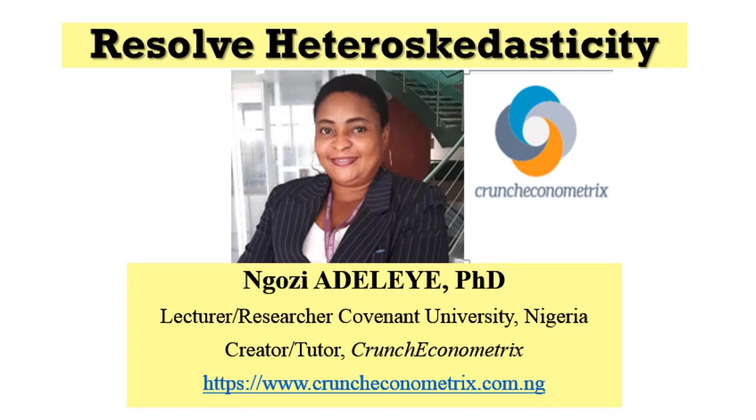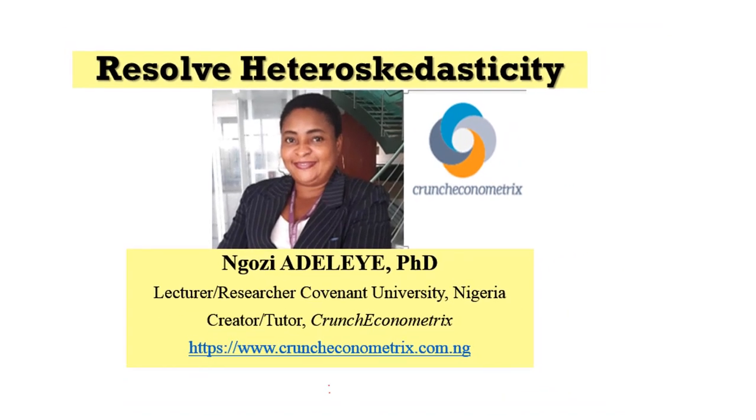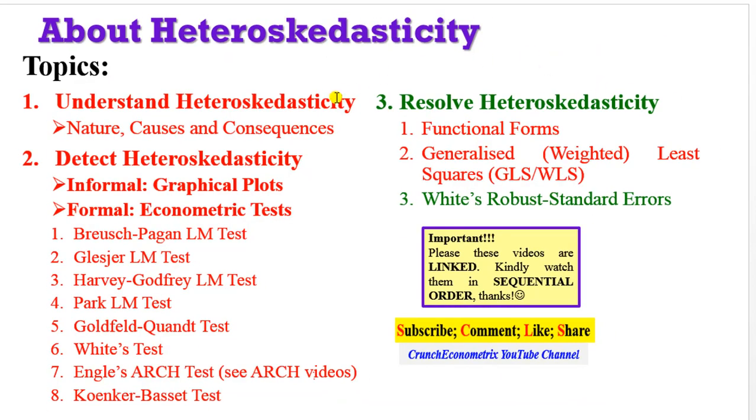In this tutorial, I will show you how we are going to resolve heteroskedasticity using White's robust standard errors. If you are just joining us, kindly make sure you have watched the previous videos on how to understand heteroskedasticity, how you can detect the problem, and how you can resolve the problem using either the functional forms or the weighted or generalized least squares approaches. This tutorial, I will just quickly show you how using the White's robust standard errors removes the problem of heteroskedasticity.